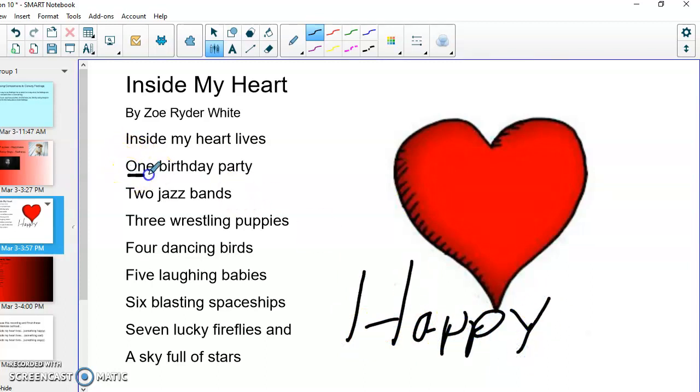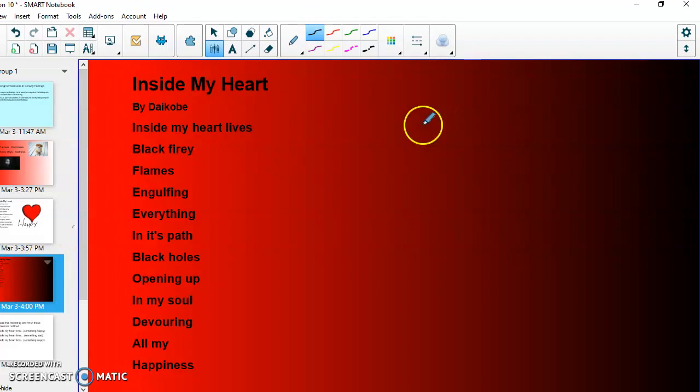Now, you do not have to do this counting thing, okay? As a matter of fact, I don't want everybody doing this counting thing. It's cute sometimes, but don't think you have to follow that. Let's look at another example. Inside my heart lives black fiery flames engulfing everything in its path.